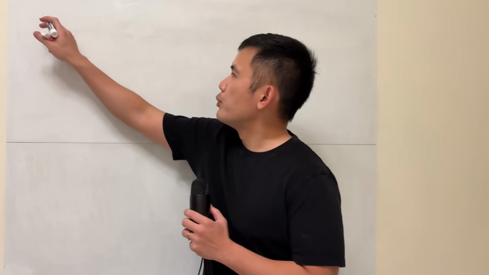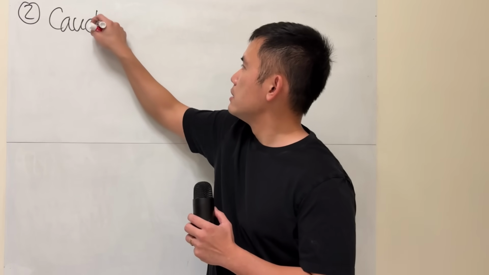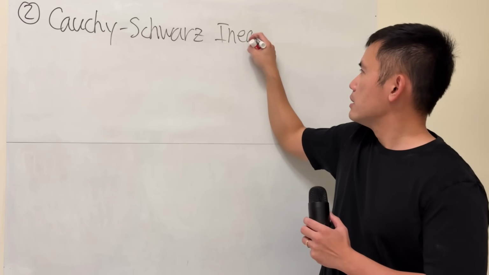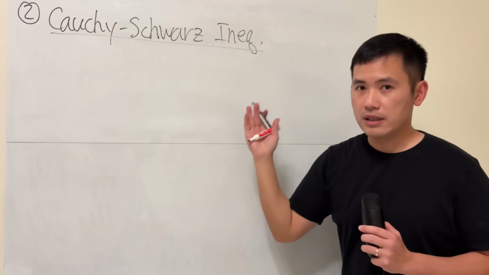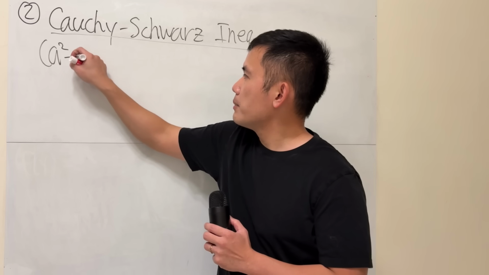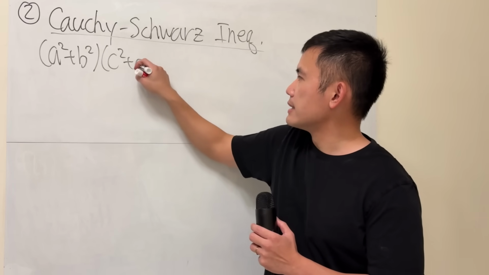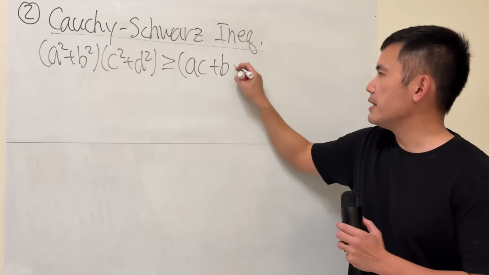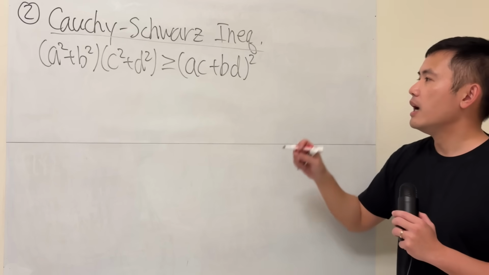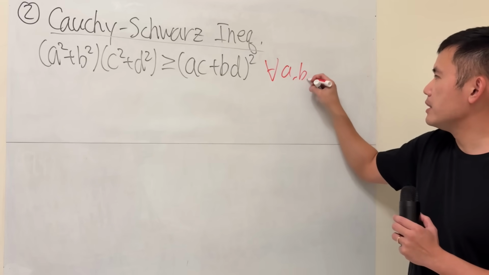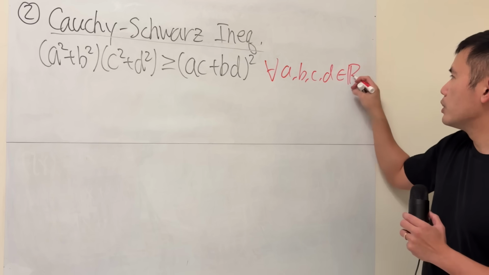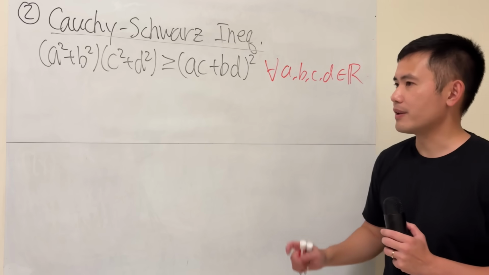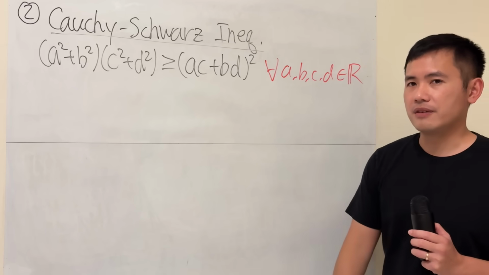Okay, for the next one, I will present you guys the Cauchy-Schwarz inequality, which says the following. I will give you guys this version. It says a squared plus b squared times c squared plus d squared is greater than or equal to a times c plus b times d, and then you square that. And this right here is true for all a, b, c, d in the reals. And you can prove this if you have done some factoring. This is actually just from the dot product formula. I can talk about that in another video.